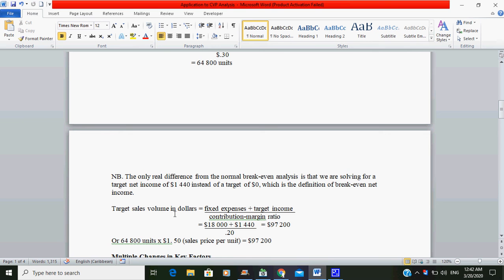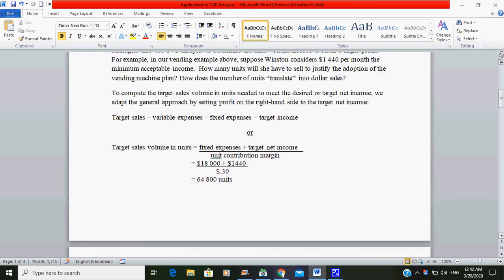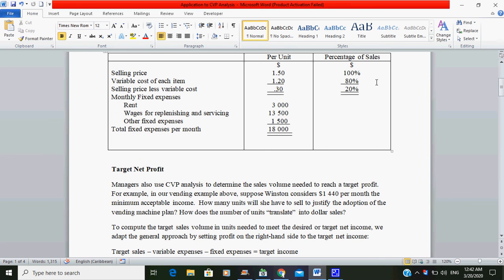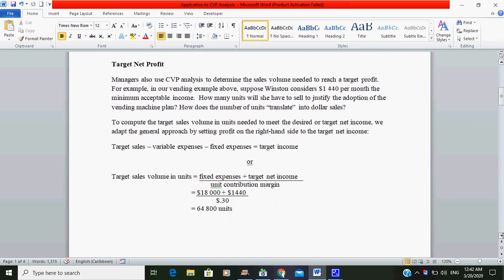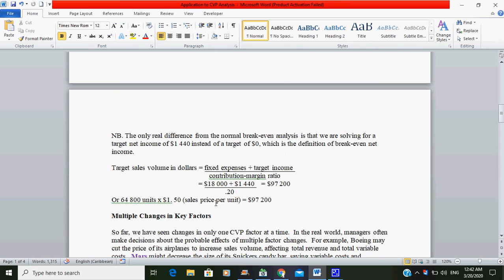Target sales volume in dollars is equal to fixed expenses plus target net income, divided by the contribution margin ratio, which you can find in two different ways, as I gave you in previous lessons. For this, it will be equal to fixed expenses, which is 18,000, plus target net income, which is 1,440, divided by our contribution margin percentage or ratio, which is this 20% right here. Divide 20 by 100, you get 0.20. Add both of them and divide by 0.20.